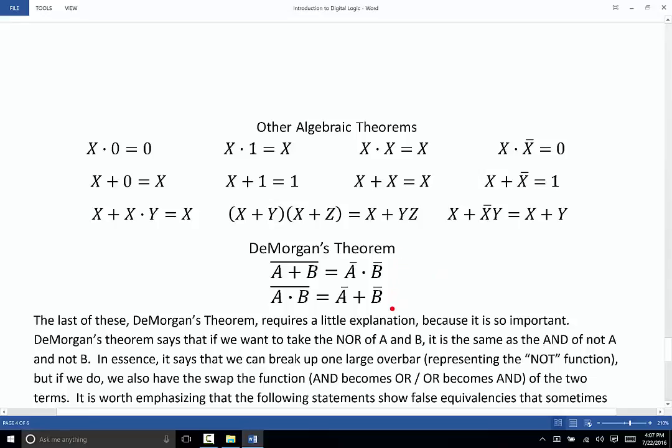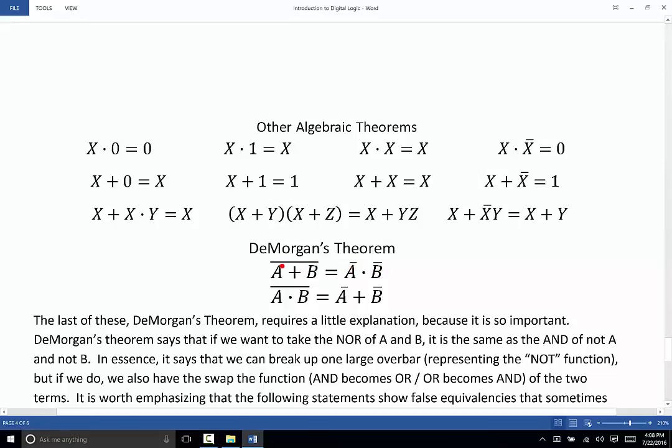DeMorgan's Theorem is very important, and it probably seems confusing when you see it at first glance, but I promise you that there will be problems that DeMorgan's Theorem can solve that no other tool can solve. What DeMorgan's Theorem allows you to do is break a large overbar. And remember that this overbar represents an inverter or a not. It allows you to break that large inverter into two smaller inverters.